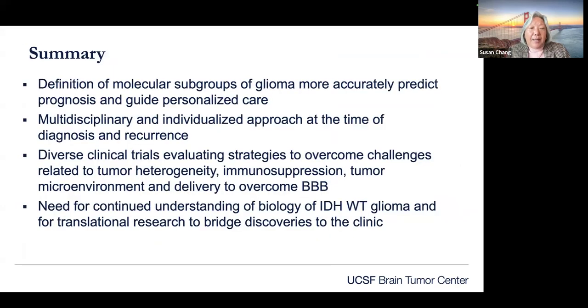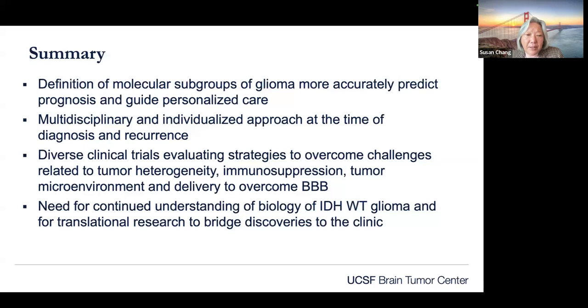In summary, I think it's important to understand the molecular subgroups of glioma to more accurately predict prognosis and to guide personal care when you see a patient in the clinic, for example, making sure that we understand what the integrated diagnosis is. This multidisciplinary individualized approach at the time of diagnosis and recurrence is so important. And having a team that really keeps the patient at the center, where we can really advise as to what the best strategy is, both at the time of diagnosis and recurrence.